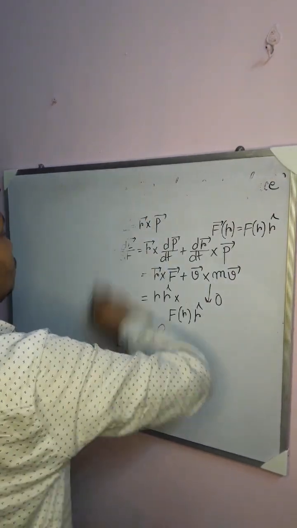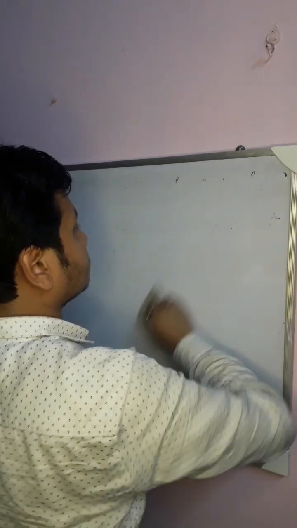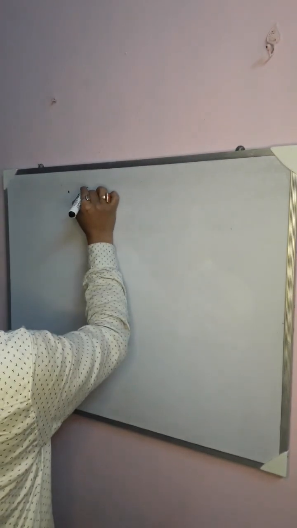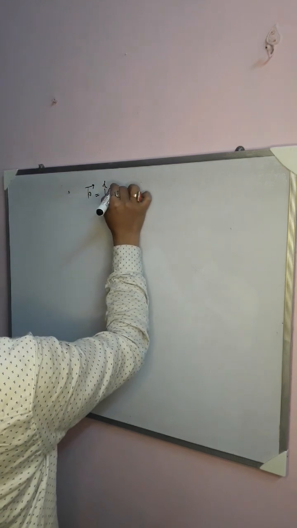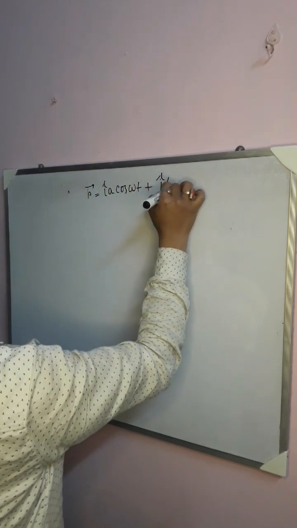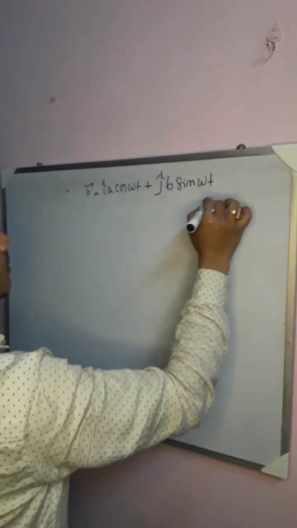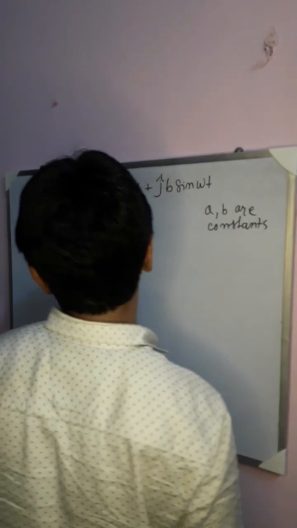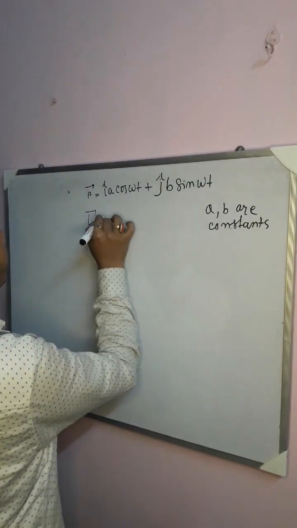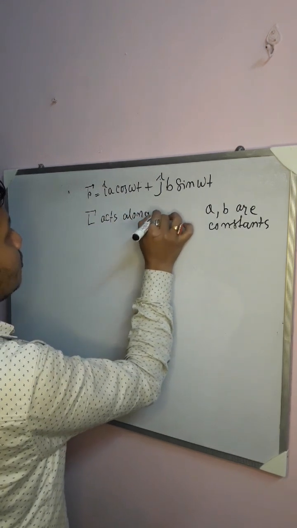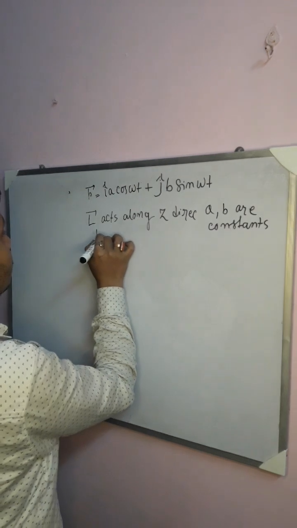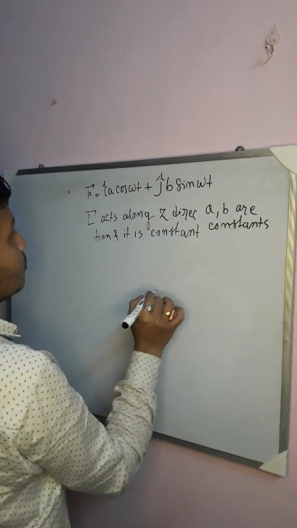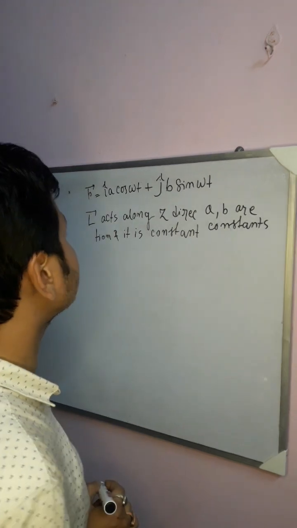Now let us do a numerical problem. The numerical problem is: given that r equals i-cap A cos omega t plus j-cap B sin omega t, where A and B are constants. We have to show that L acts along the z direction and it is constant.